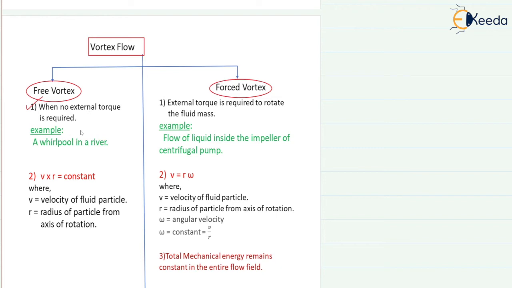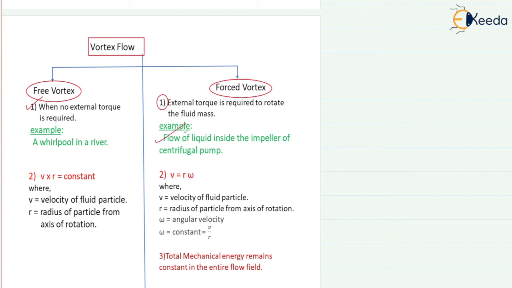Here we are going to see natural examples like rivers, tornadoes, tsunamis, all this type of thing. So natural phenomena will come into the picture. When no external torque is required to rotate the fluid mass, that is called free vortex flow. And in forced vortex flow, external torque is required to rotate the fluid mass. External torque means we have to supply the torque or power externally.